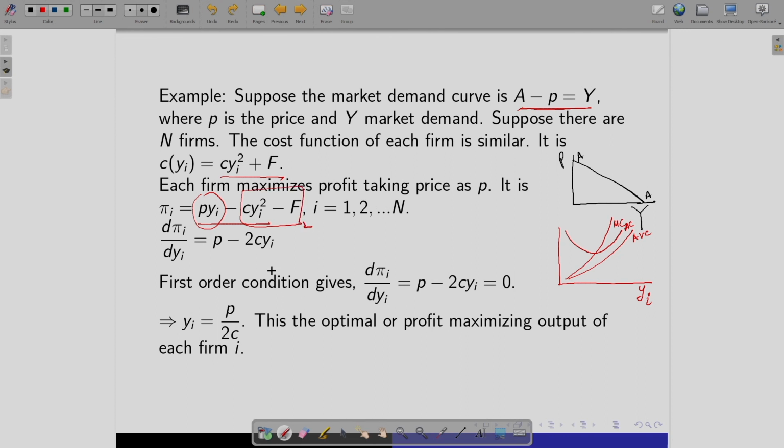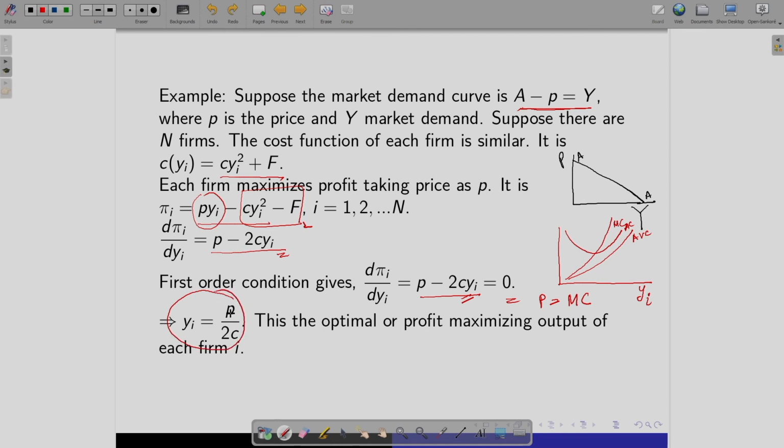Okay. Now, each firm wants to maximize profit taking price as given. So, we maximize this profit with respect to y_i and we get this. The first order condition gives that this should always be equal to 0. So, this first order condition is actually giving you price is equal to marginal cost. So, this is the marginal cost of each firm. From here we get this.